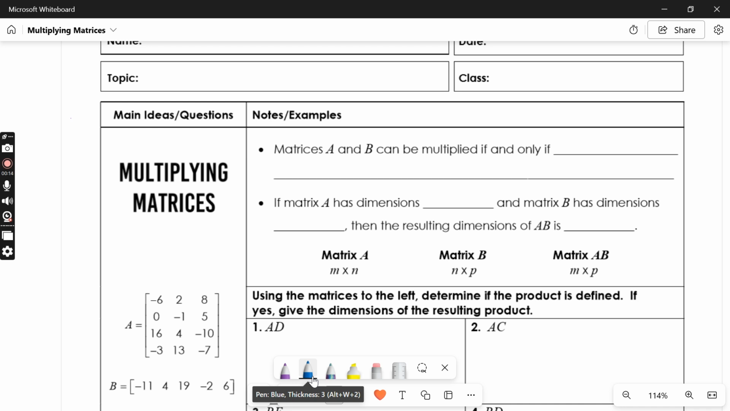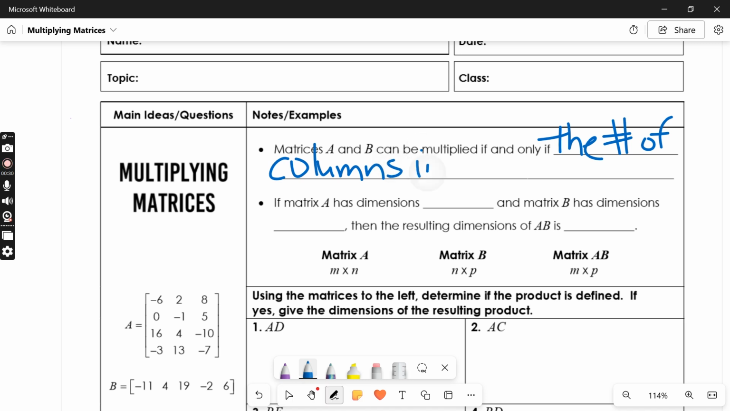Matrices A and B can be multiplied if and only if the number of columns in A equals the number of rows in B. Okay, so we can multiply only if the columns in A is equal to the number of rows in B.